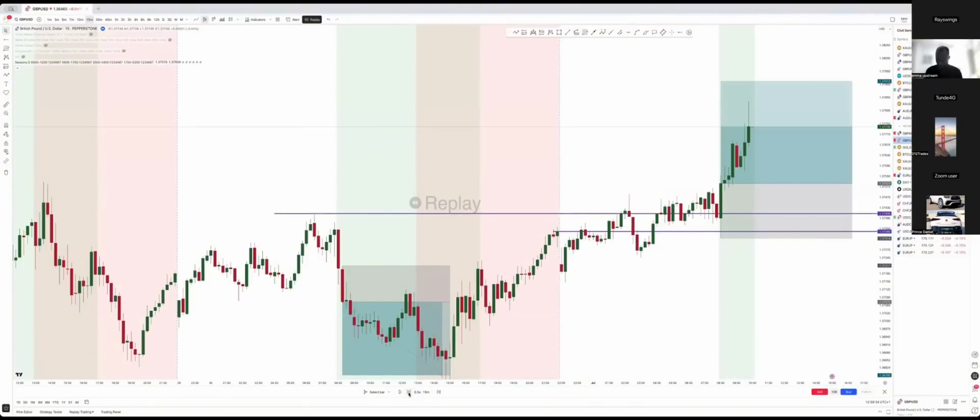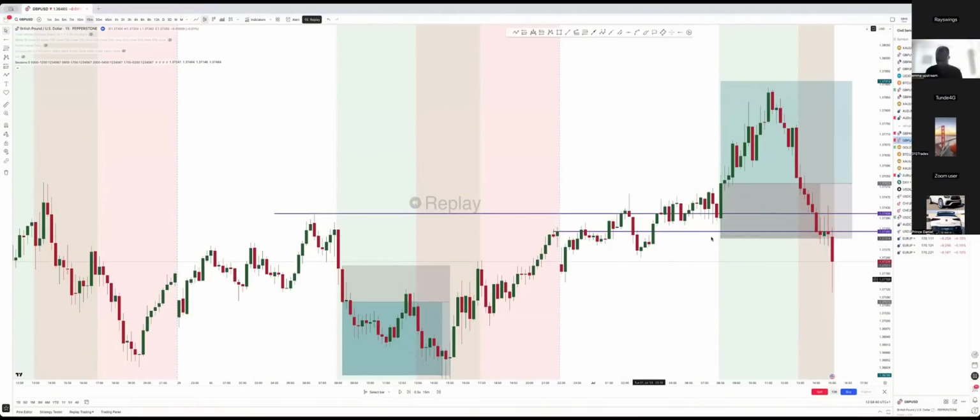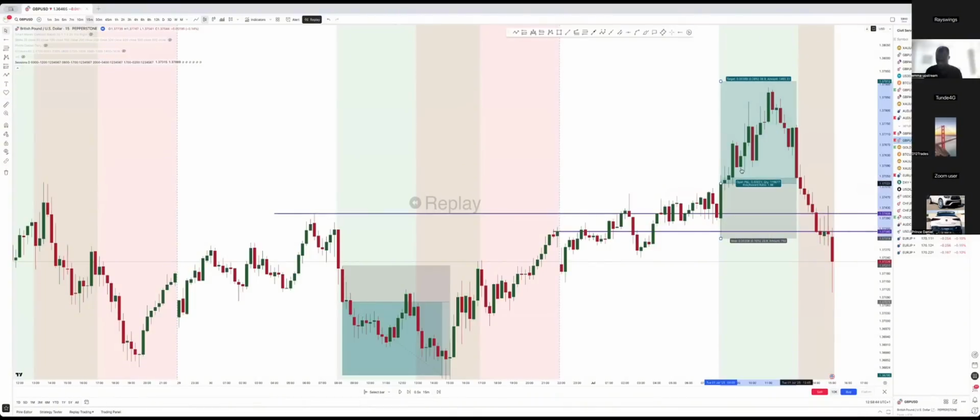Then let's see what price will do. Then price eventually came for stop loss after giving us 1 to 1. Beautiful. It's part of the game. But notice, price went up first. It's important. Price will go up first.